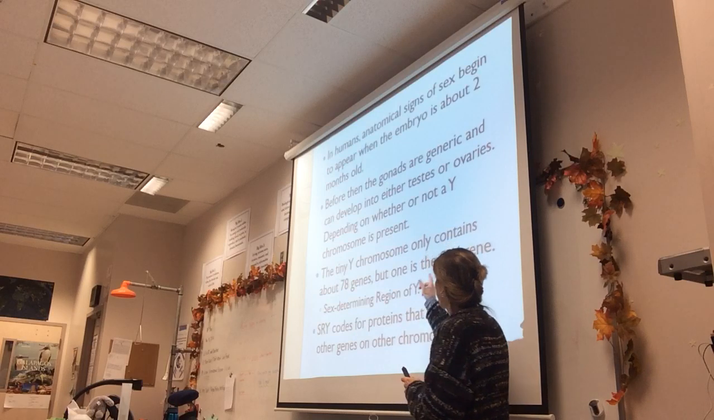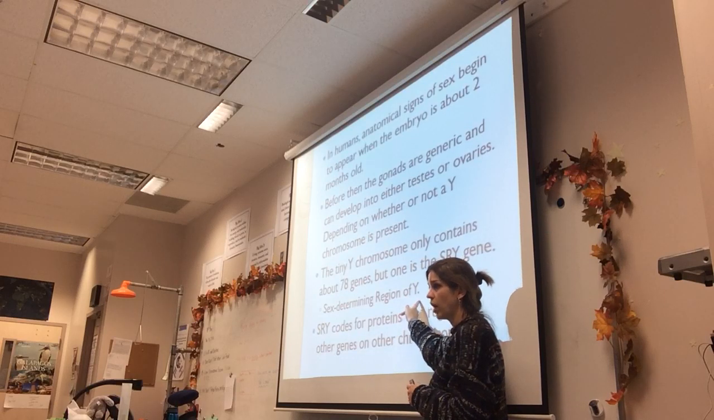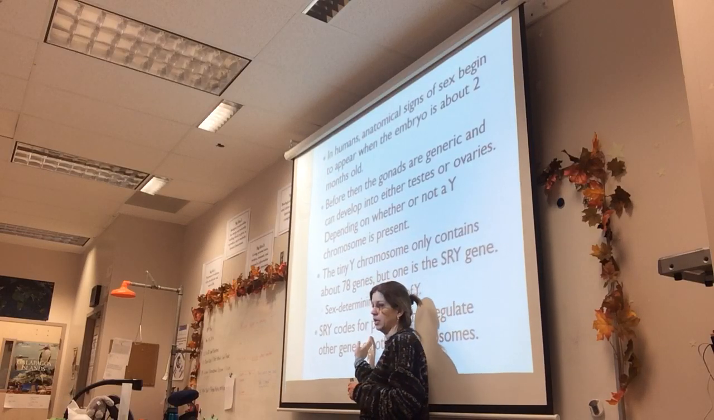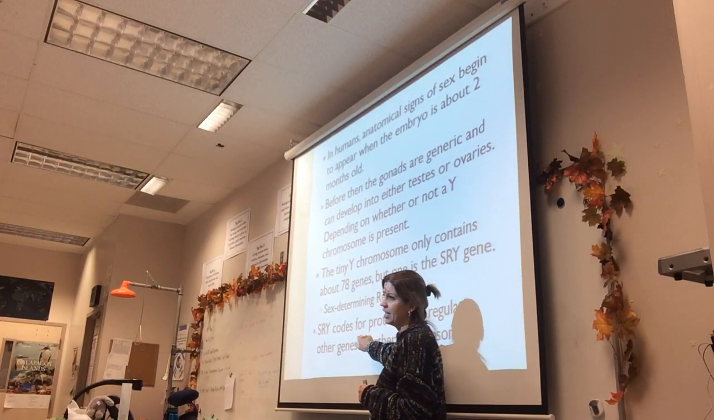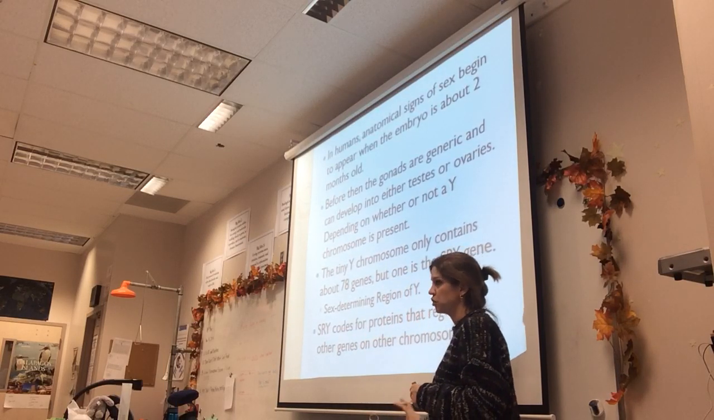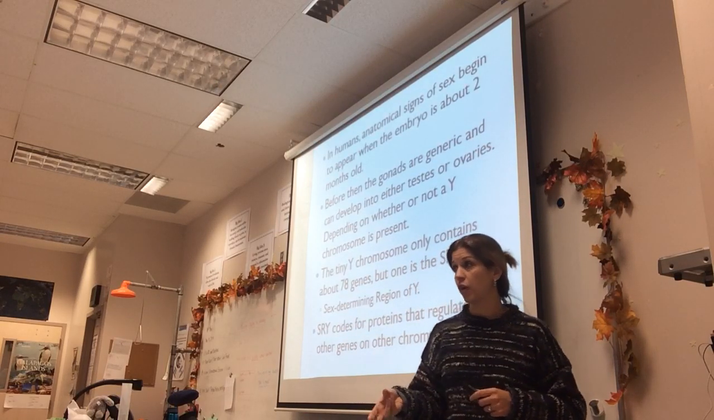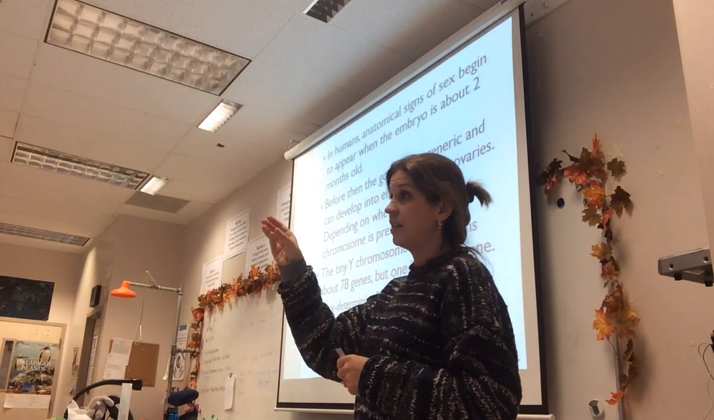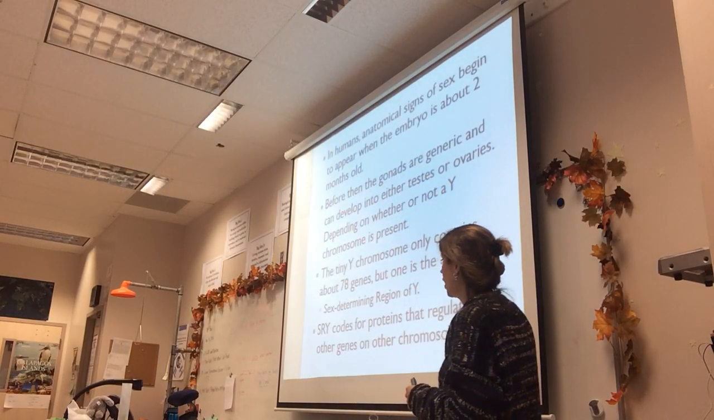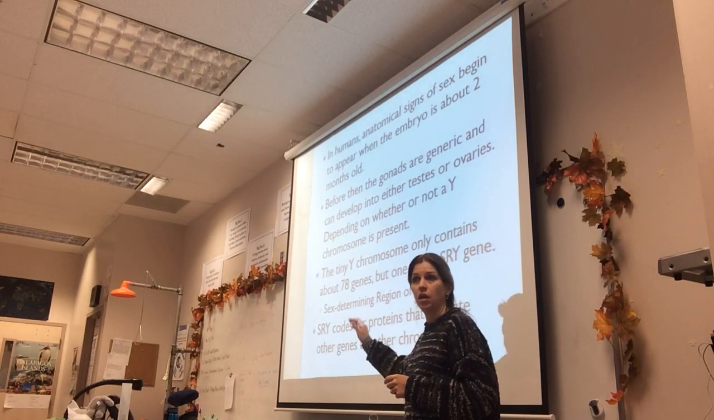But one of them is a doozy. It's what's called the SRY gene, which stands for sex-determining region of the Y gene. The SRY gene codes for proteins, not just any proteins, transcription factors, that then regulate gene expression on all of the other chromosomes. So the default for an embryo is to be female. But if that SRY is present and those transcription factors are transcribed, then all these other genes on all these other chromosomes begin to be expressed.